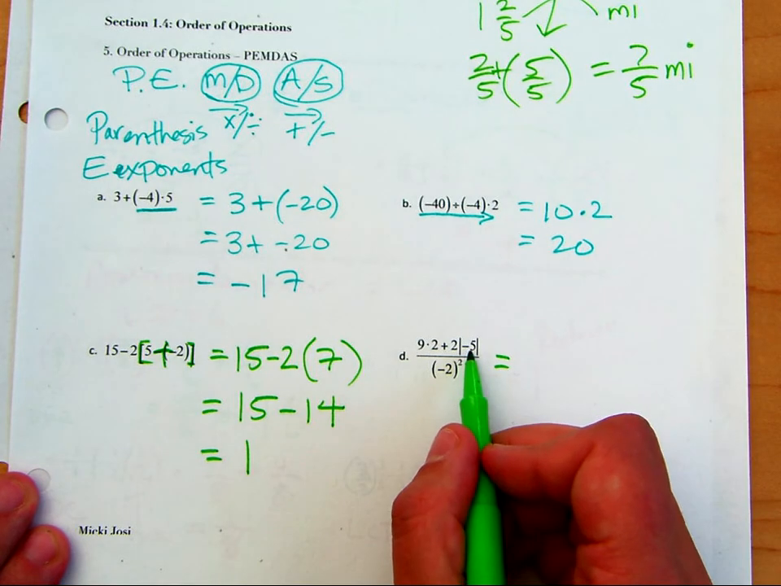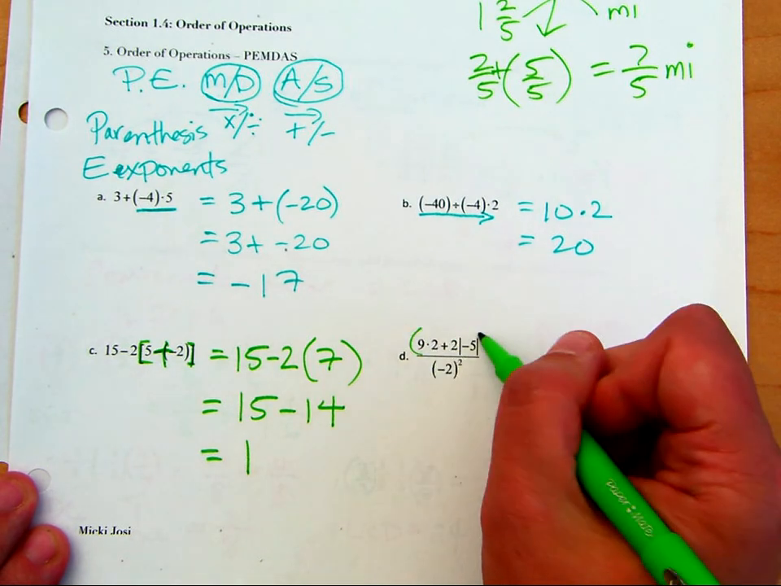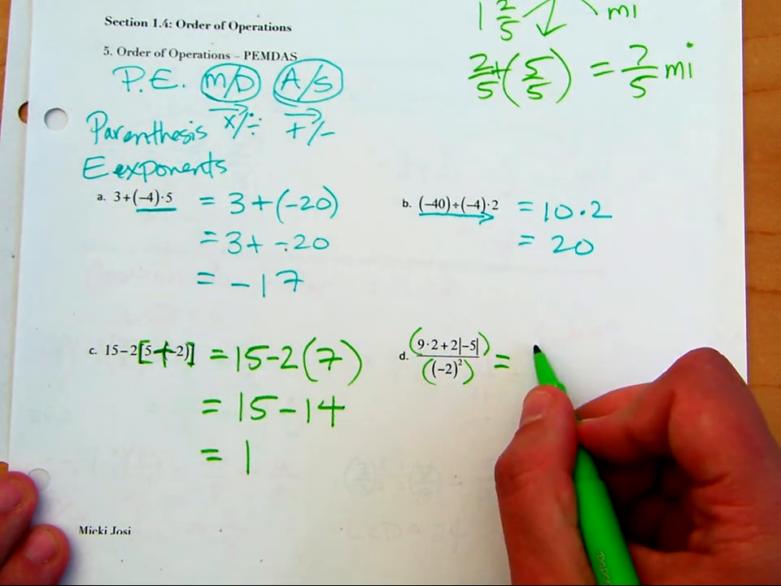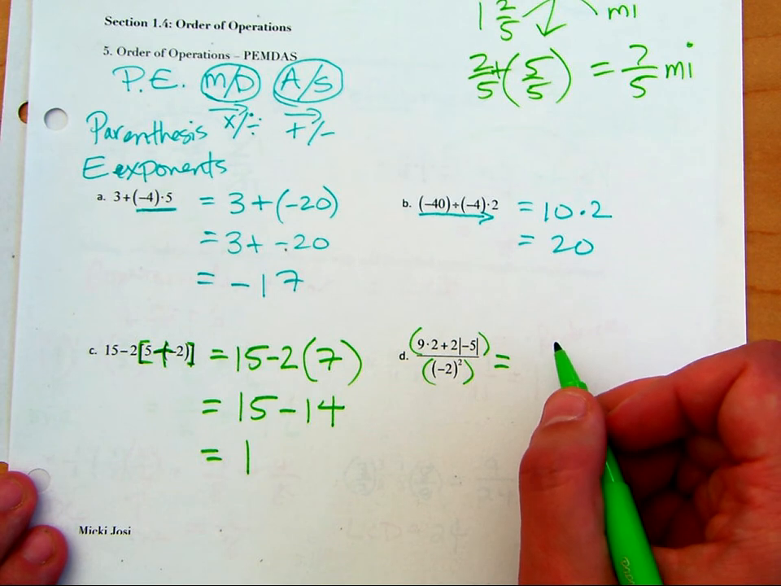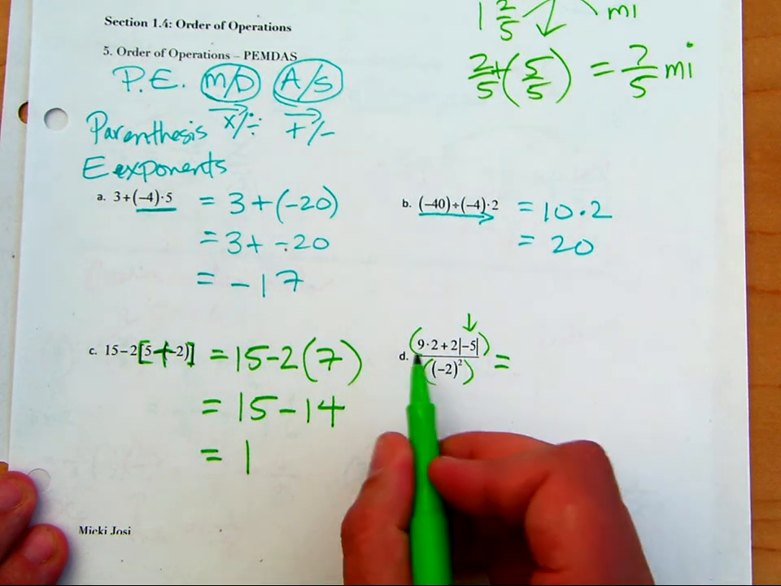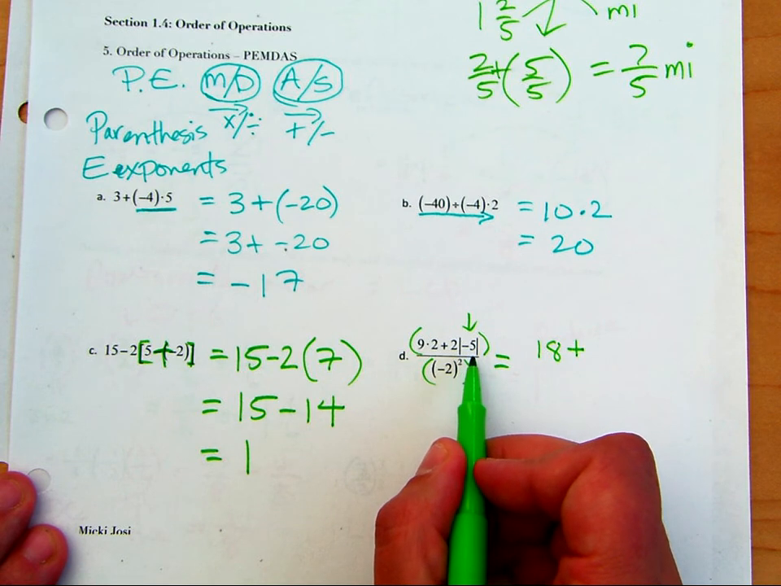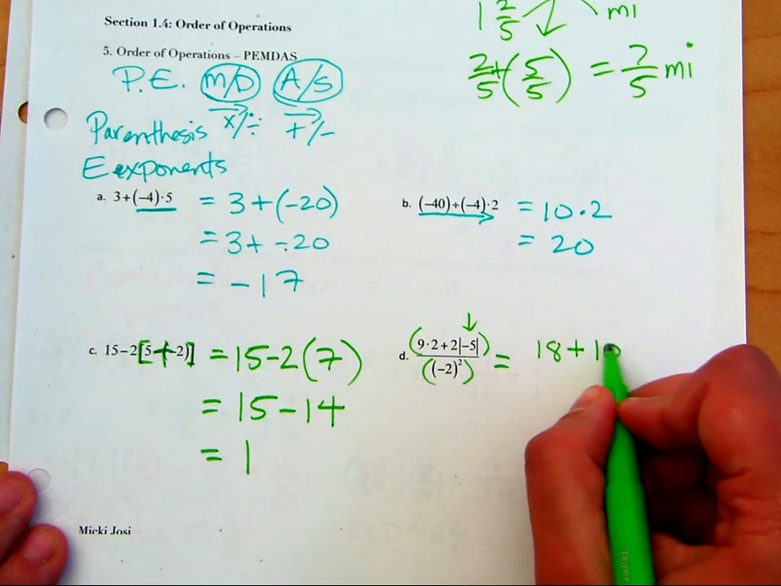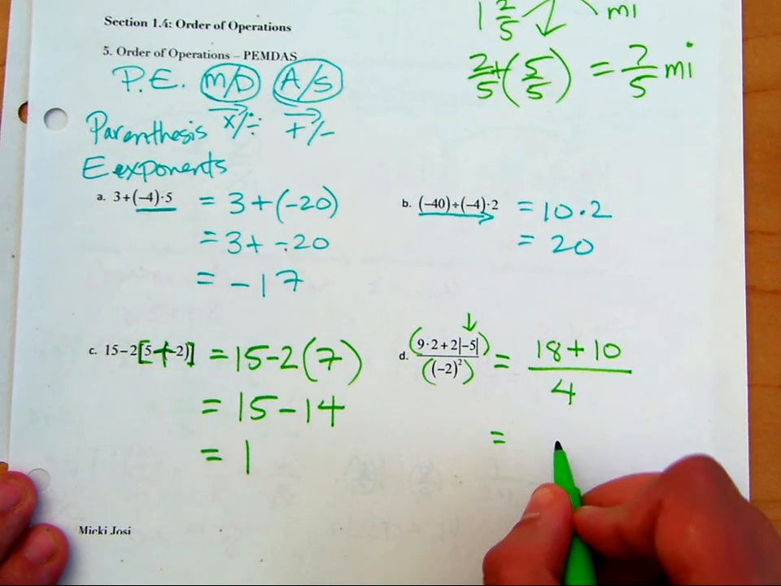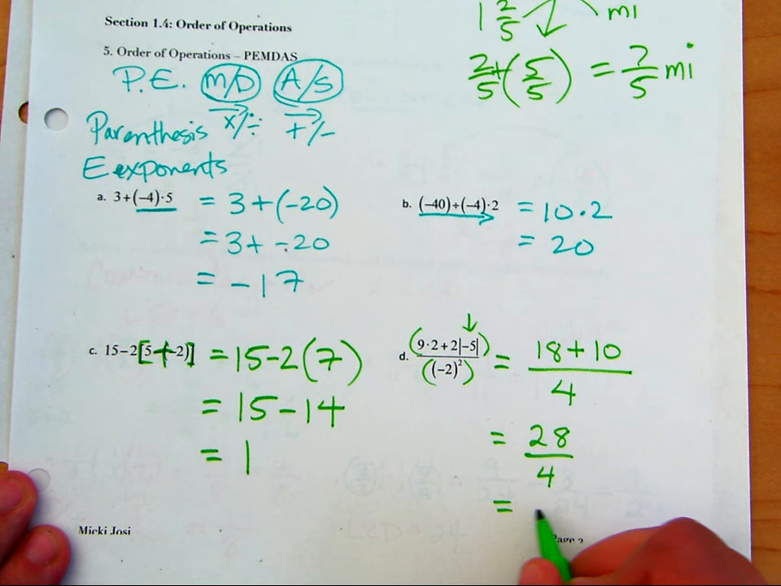All right, what about here? We do have an absolute value going on here. So what should I do first? And by the way, when we have division, this whole thing is grouped and the denominator is grouped. So what do I have here? Well, you're going to be multiplying 2 times the absolute value of 5, right? So these are both multiplications. So I could write 18 plus, what's the absolute value of negative 5? 5 times 2 is 10. Now denominator. Negative 2 squared is 4. So I have what? 28 divided by 4, which is 7.